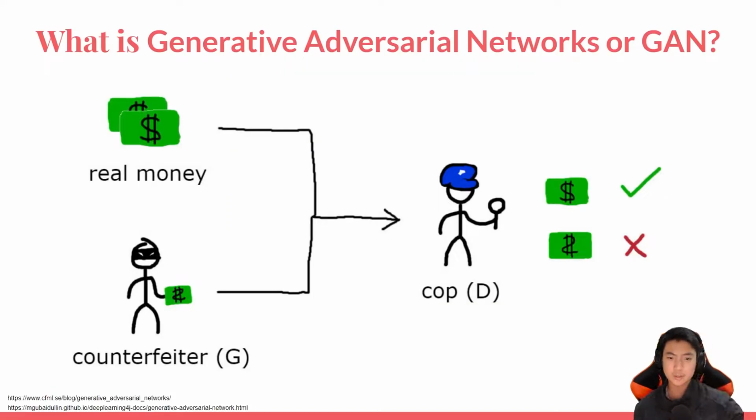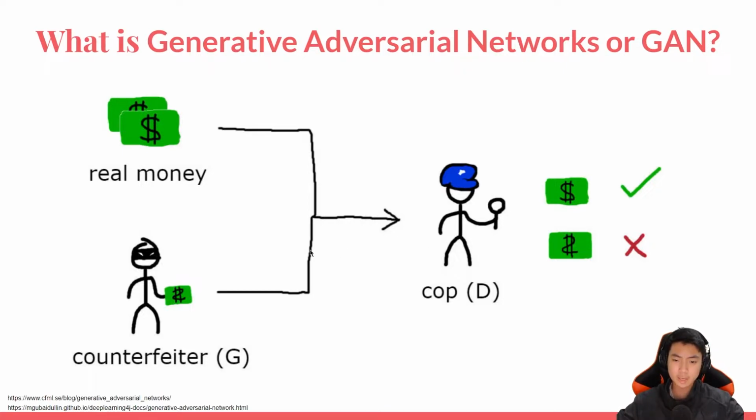So what is Generative Adversarial Networks, or GAN? It's basically like an AI or neural network that will create an image that actually isn't an image, so it'll just make it by itself depending on real images you give it.